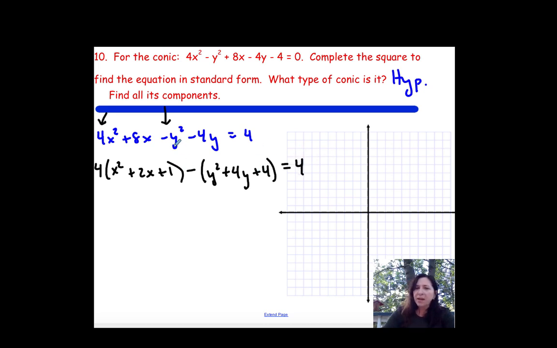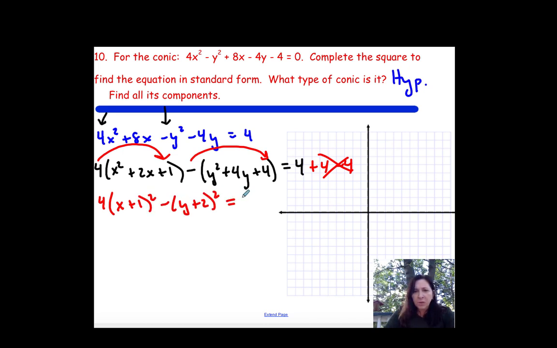Now remember what I said: whatever you added to one side, you have to add to the other. But because I temporarily factored out the 4, before I add it to the other side, I have to multiply it back in. So that's going to be a plus 4. And then see this negative sign that I temporarily factored out? Put it back in now. And so minus 4. So 4 minus 4, those are going to go away. Simplifying the left side, we have 4 times the quantity x plus 1 squared minus the quantity y plus 2 squared is equal to 4.